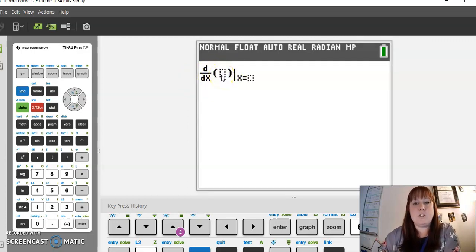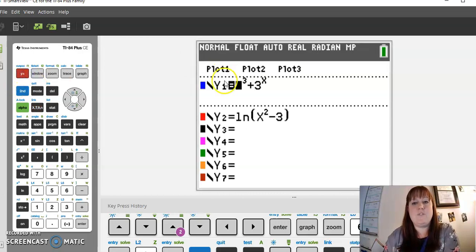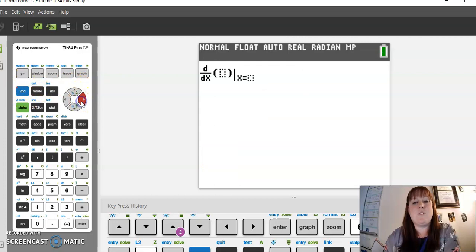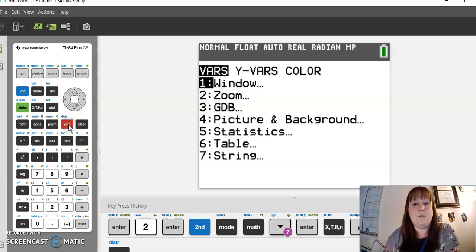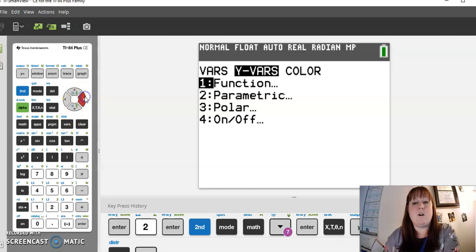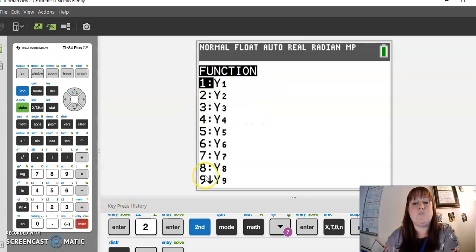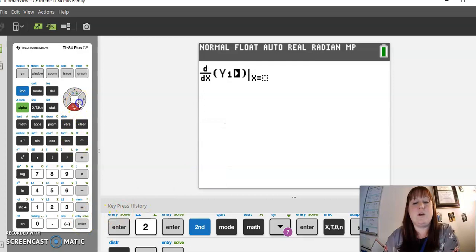Well, we already have our function in y equals, right? Our function is y1, isn't it? So we don't have to retype the function. We can just go into our calculator and bring out y1. So we go to vars, right here. We go over to Y-vars, and we say function, so number 1, enter. And it asks, which function do you want? And I want function y1. And look at that. I don't have to retype it or anything.